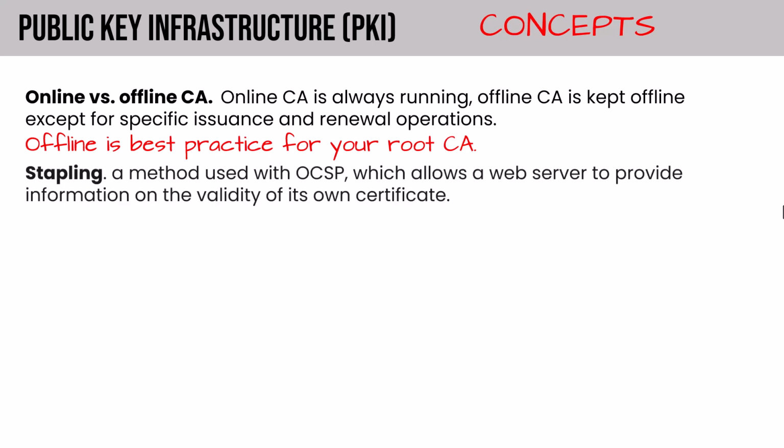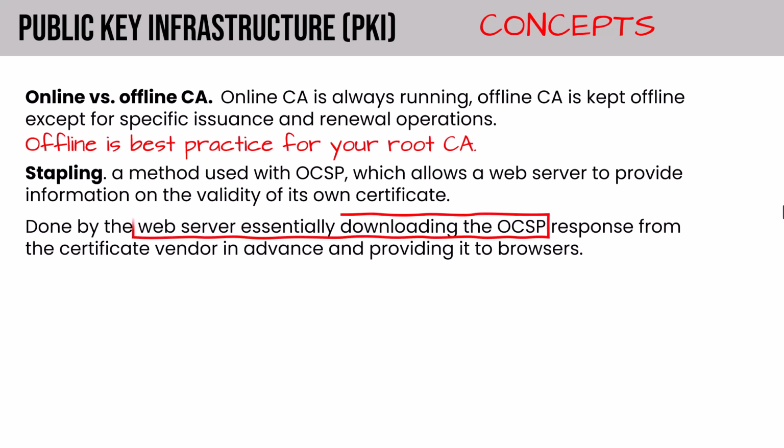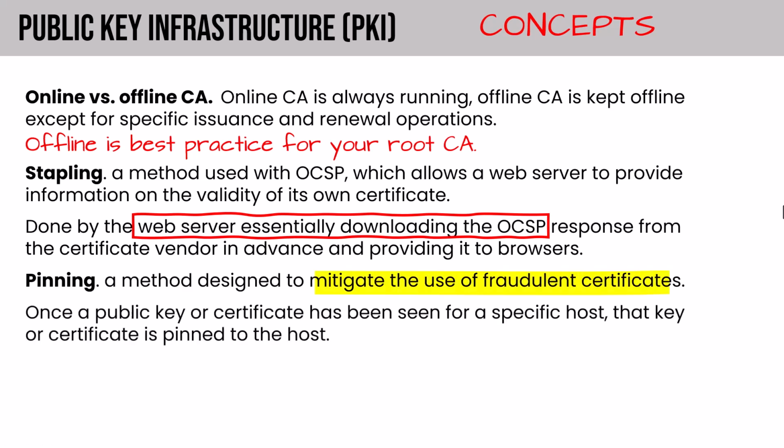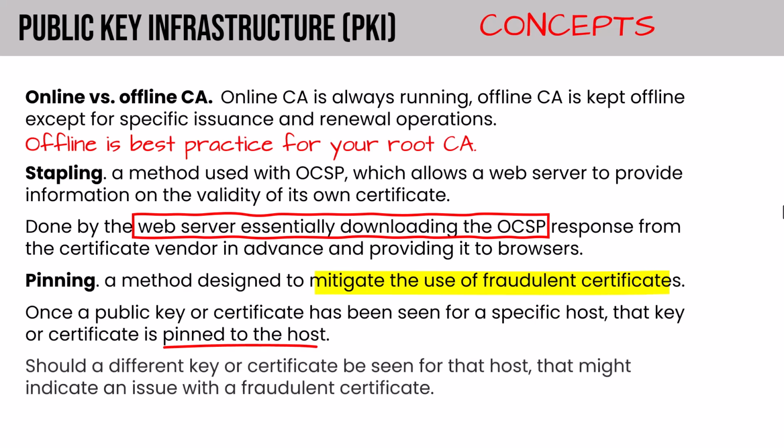There is certificate stapling, which is a method used with OCSP which allows a web server to provide information on the validity of its own certificate. It's done by the web server essentially downloading the OCSP response from the certificate vendor in advance and providing it to browsers. And then there's pinning, which is a method designed to mitigate the use of fraudulent certificates. Once a public key or certificate has been seen for a specific host, that key or certificate is pinned to the host. And at that point, should a different key or certificate be seen for that host, that might indicate an issue with a fraudulent certificate.